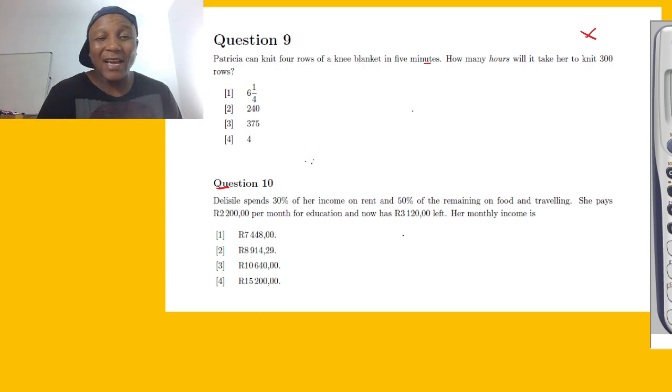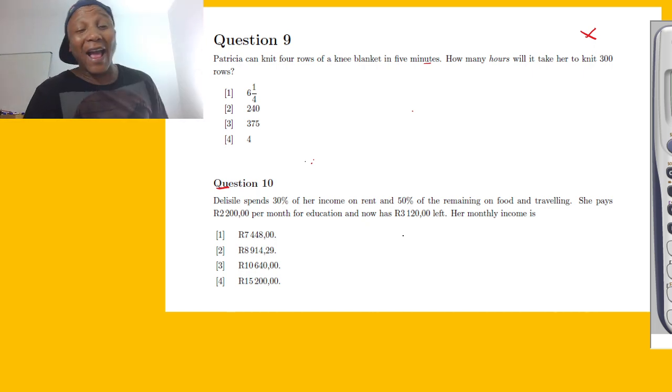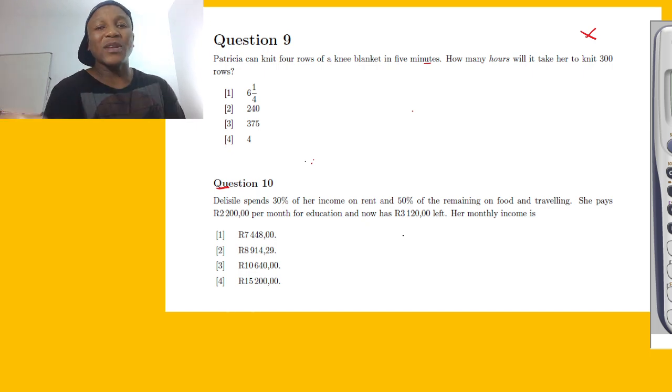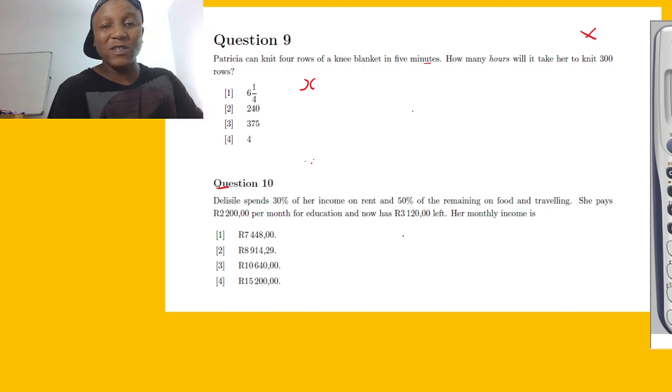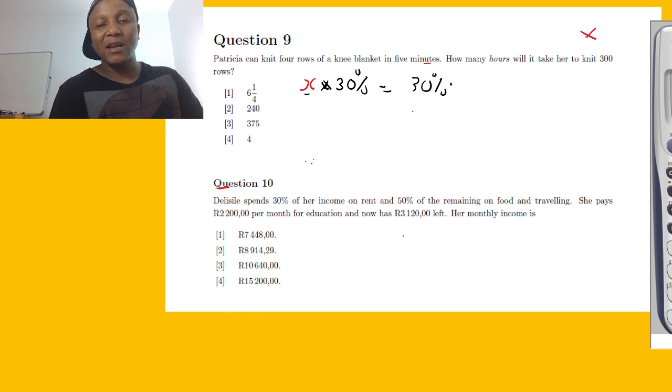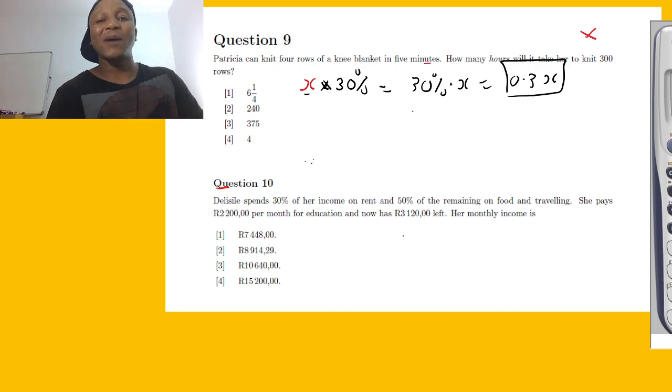So they say Lisile is paying 30% of her income. What is the income? Let's say her income is X. So she's paying 30% of her income. Off is multiplication, so 30% of her income, which is X. So 30% times X, or you can say this equals 0.3X. So she's paying this of her income.